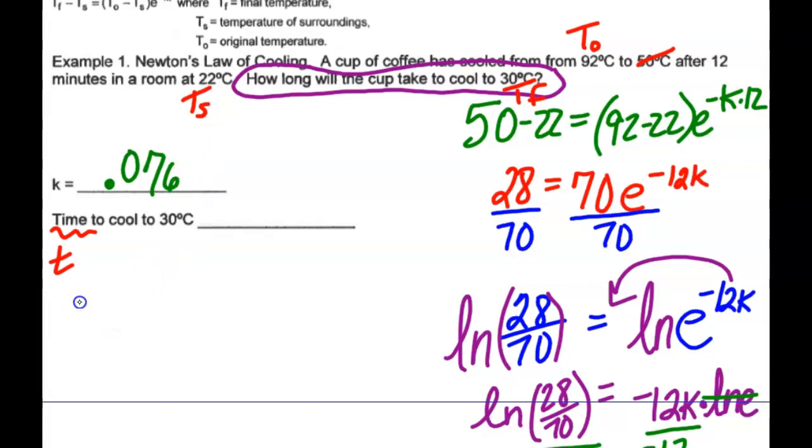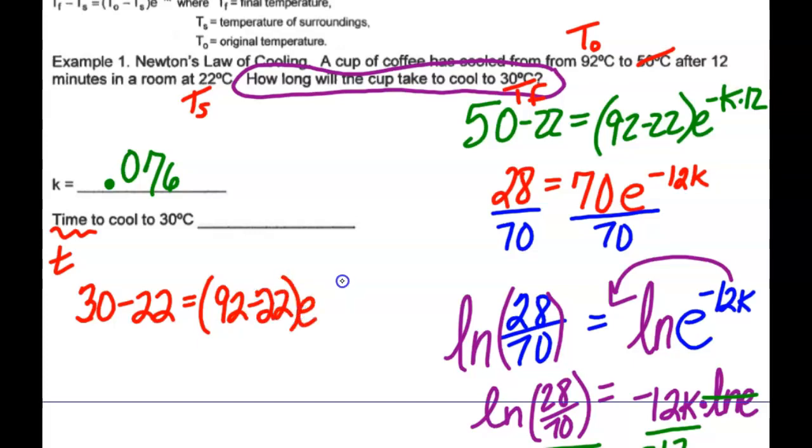Okay, so the final temperature we want it to get to is 30 now. The room is still 22. And over here, we still went from 92 in a room that was 22. All we're changing is the 50 to 30, except we're also going to be finding t. So what are we going to put in for up here, where in the formula it said negative kt? Our negative k is 0.076, and we're looking for t.